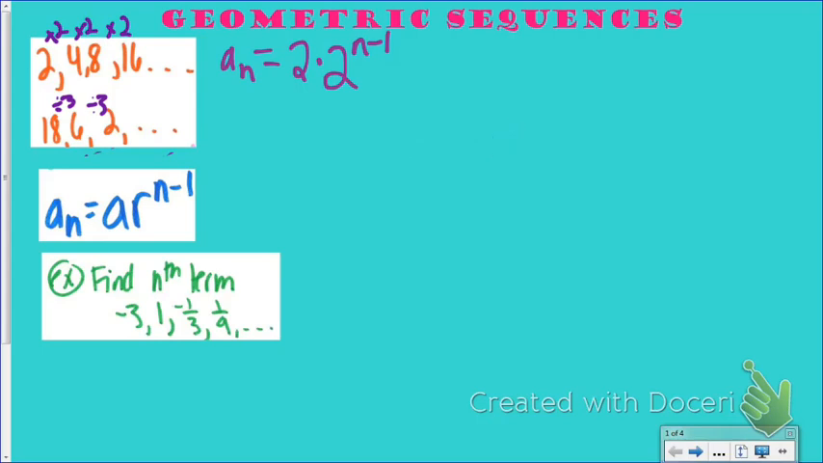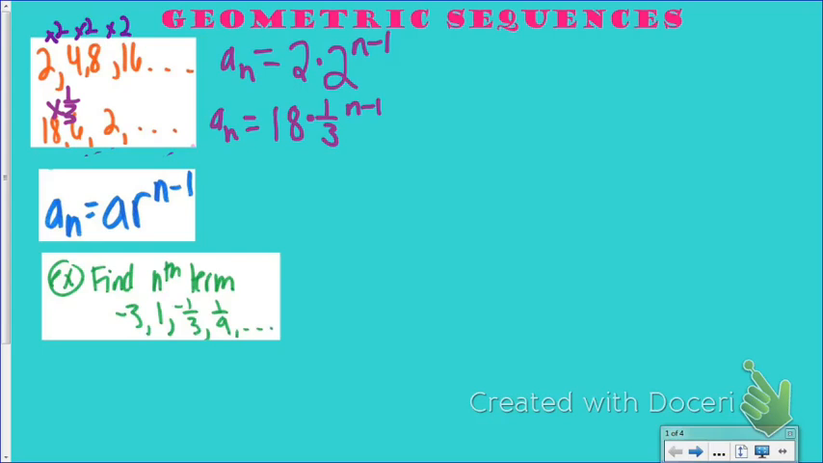Alright, so if I look at my second example, I would take my first term, and then to find the common ratio, remember, it's what I'm multiplying by. So dividing by 3 really means I'm multiplying by 1/3. And that's how I would write it.